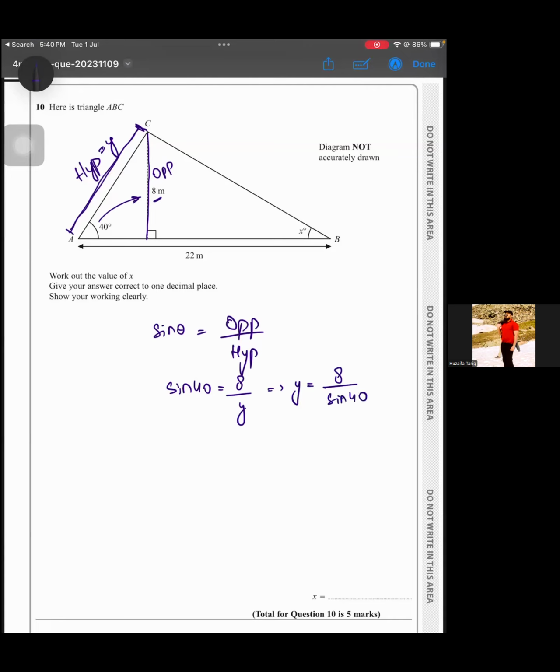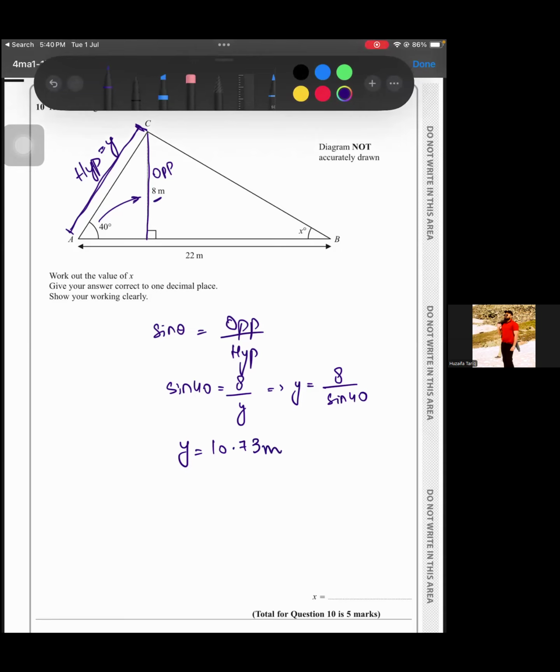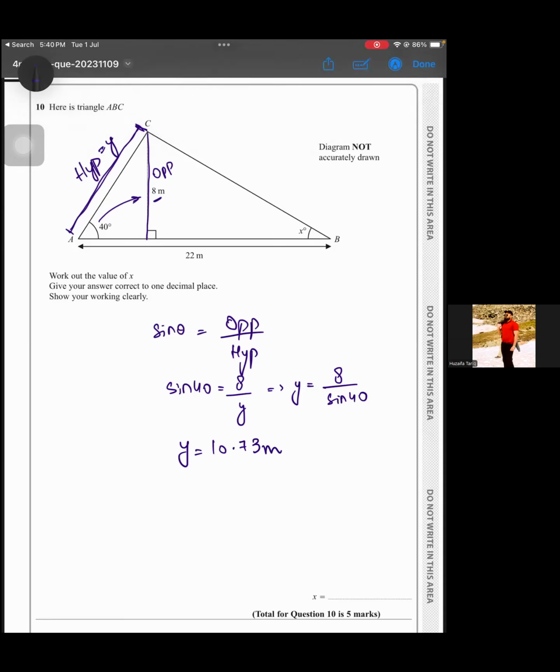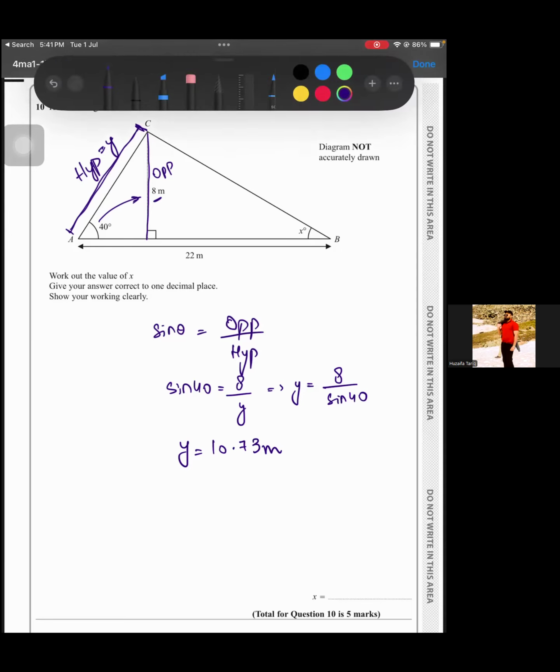So it's 8 divided by sine 40, which is basically 10.73 meters. Now, by using this side, which is y, and 22 meters, you have to find out this length, which is basically BC.